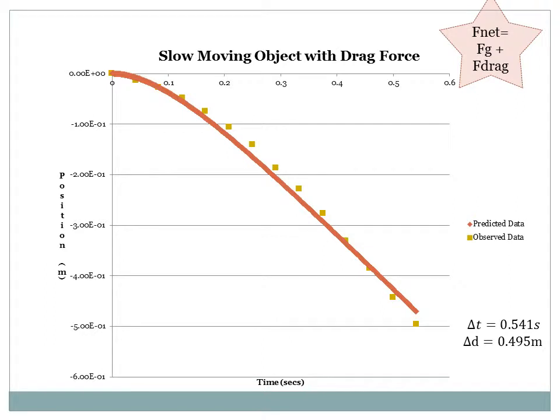Here are my results for my slow-moving object with drag force accounted for. If we compare this to the graph that we just saw, you can tell how much of a difference the drag force makes in this object's movement. With a nice size B value of 0.72, my predicted data now fits my observed data pretty well. If we compare this graph to the fast-moving object with drag force, we can see how much of a difference the size and mass of an object make with how much drag an object gets when falling.